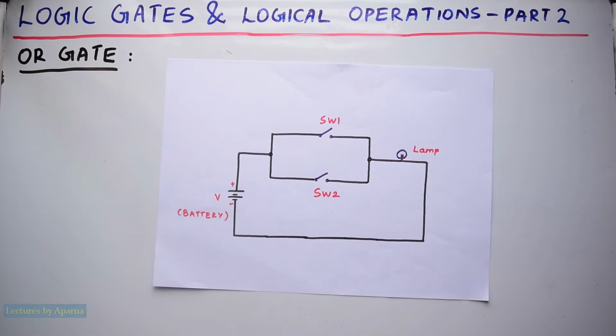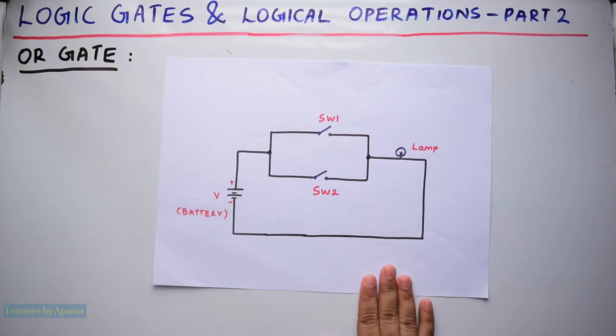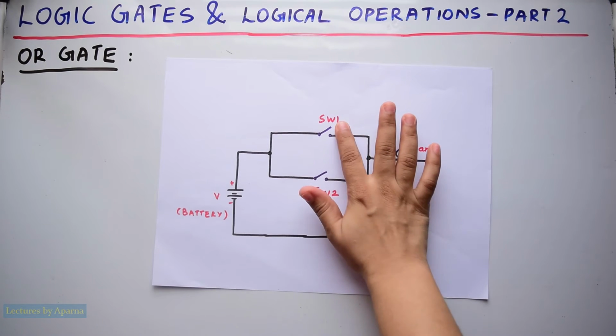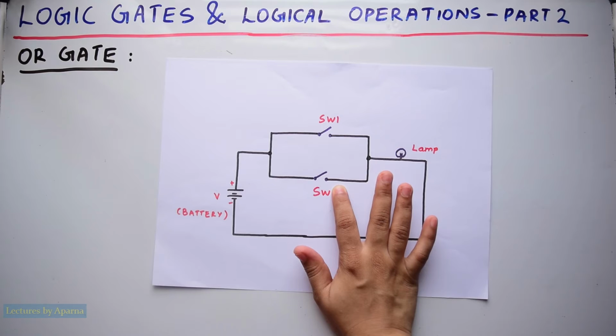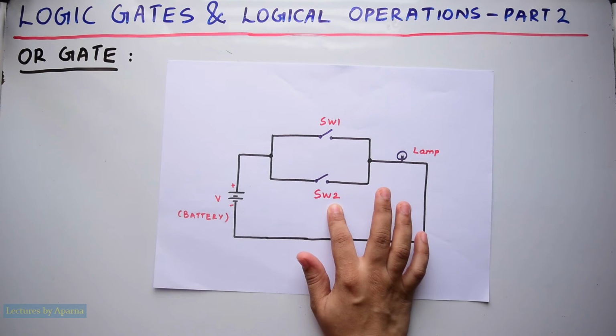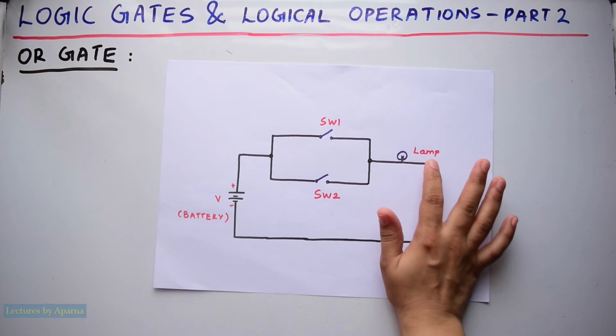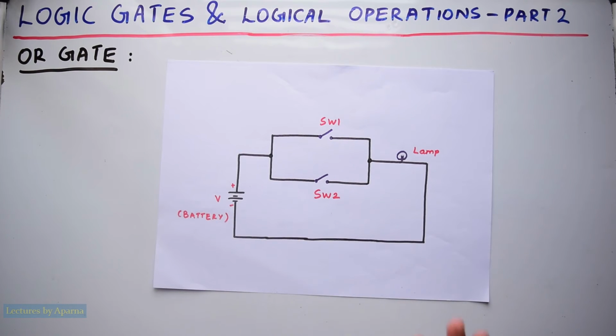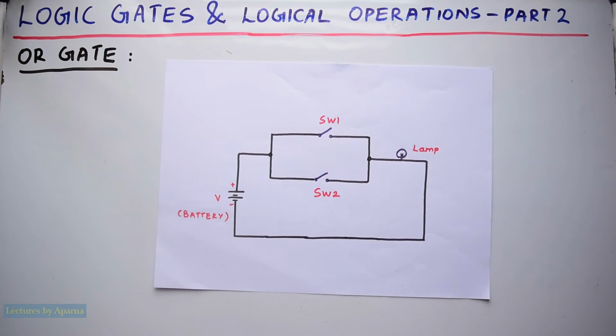The OR operation can be explained using a simple circuit with switches. Suppose you have a circuit like this. Here there are two switches, switch 1 and switch 2. Switch 1 is represented as SW1 and switch 2 is represented as SW2. Then there is a lamp and a battery. Two switches are connected in parallel here.